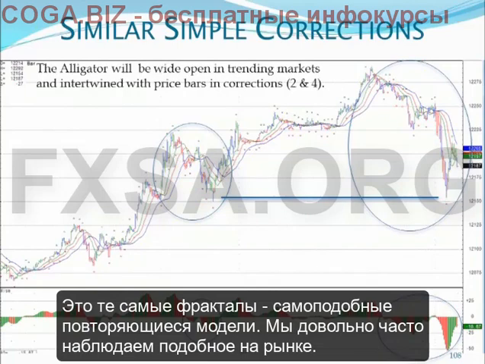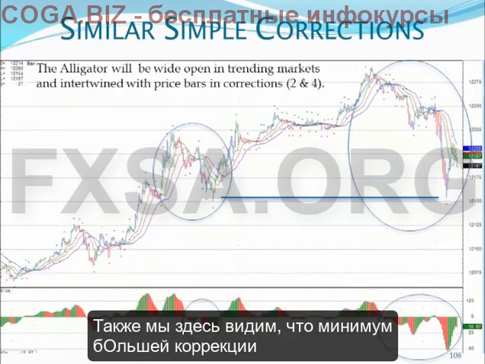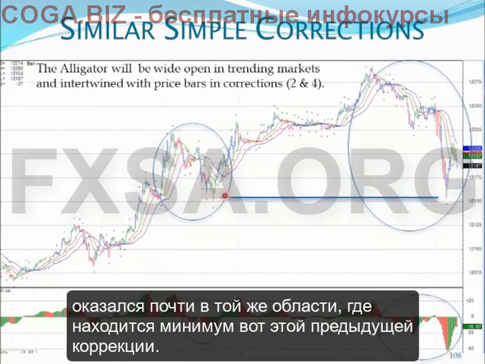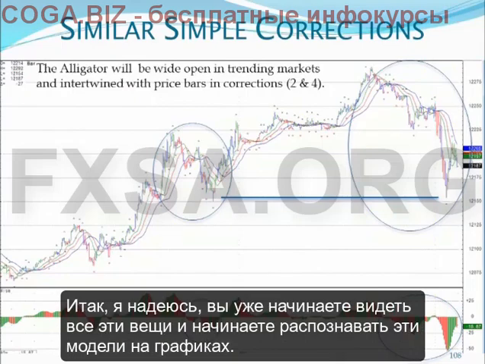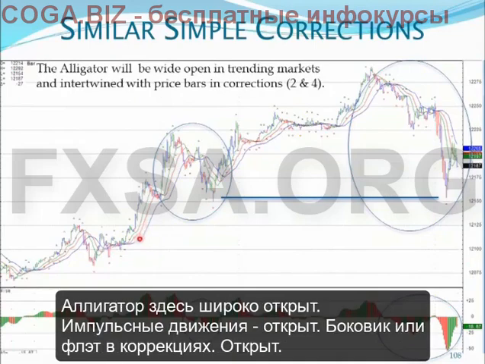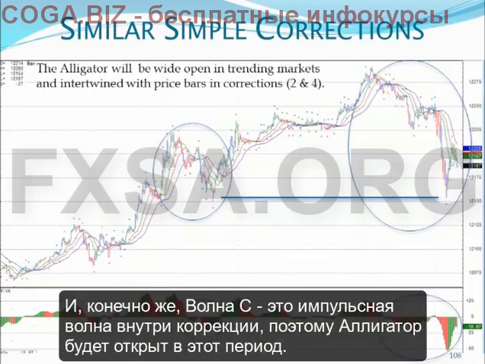We see that quite often in the market, and we also see here that the low of this correction retraces almost to the same area of the previous low of that correction. These are all things where hopefully by now you're starting to get some pattern recognition in the market. The alligator's wide open here in impulse moves, open sideways or flat in corrections, and then of course the C wave is an impulse wave within the correction, so the alligator is going to be open during those times.